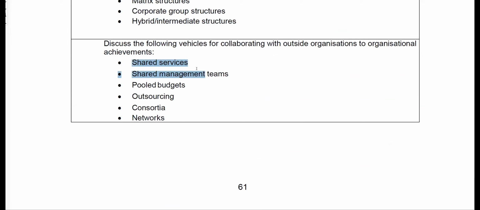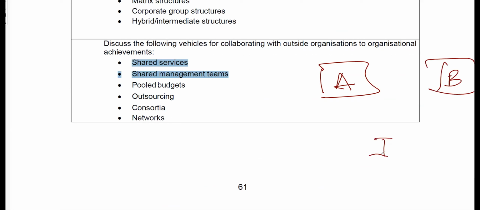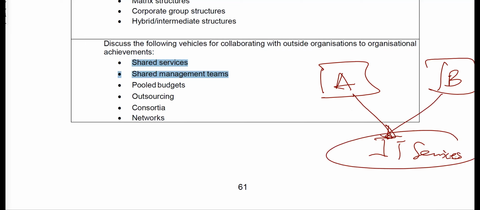So you have shared services, shared management teams. These are all forms of outsourcing, pool budgets, where people pool their budgets together and pursue outsourcing, which is the basic term of outsourcing. But these ones are all some sort of outsourcing. So we share services. So let's see. We set up organization A here. We set up organization B here, right? There's an IT service here. So what we can do is that because we don't want to duplicate services, A and B will all contribute and get this IT company, right? And then the same IT service will be provided to both of them. So that's an example of shared management or shared services.